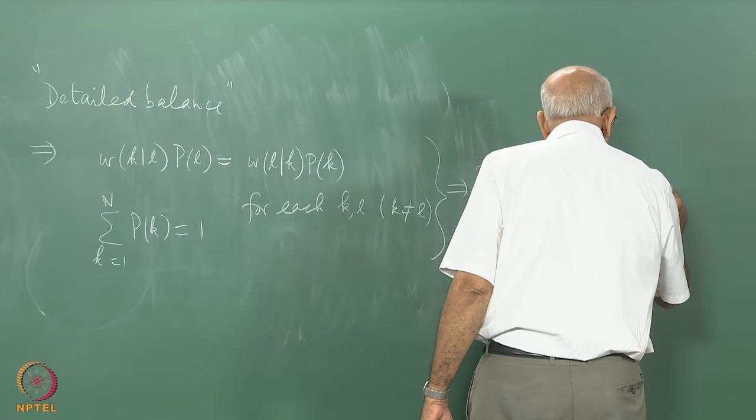And what does it lead us to? It gives us explicit solutions. It says W21 over W12 plus 1, times P of 1, equal to 1, or P of 1 equal to W12 over W12 plus W21.